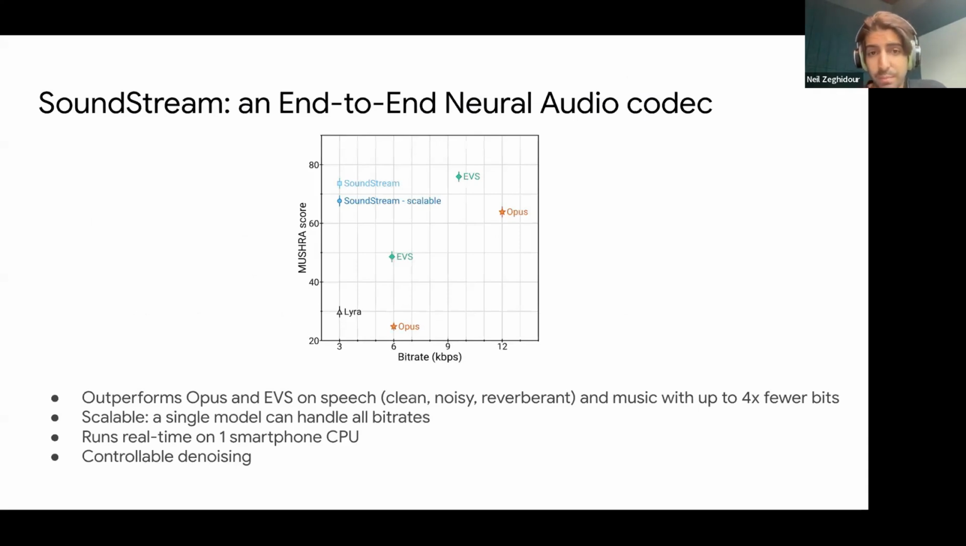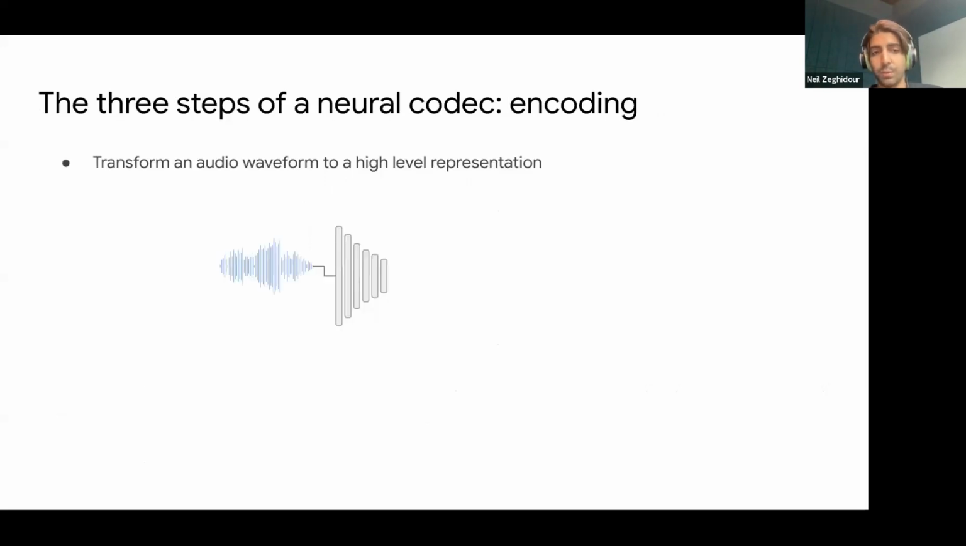So what is SoundStream? To summarize, it's an end-to-end neural audio codec that outperforms state-of-the-art codecs Opus and EVS on speech, whether it's clean, noisy, or even reverberant, and on music, using up to 4 times fewer bits. It is scalable. As I explained in the beginning, it means that a single model can serve all bit rates, and that's the first time that a neural codec can achieve scalability. It runs in real time on a single smartphone CPU, and as a plus, it also allows for controllable denoising that you can activate and deactivate whenever you want.